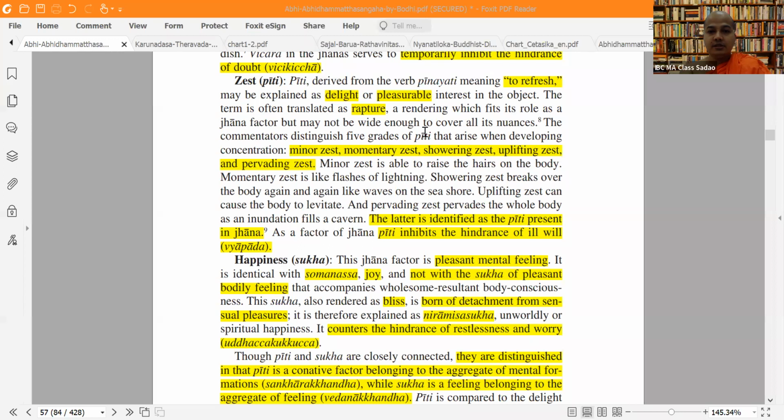Delight, rapture. Yes, actually, but it seems like there is a subtle difference also between piti and sukha.